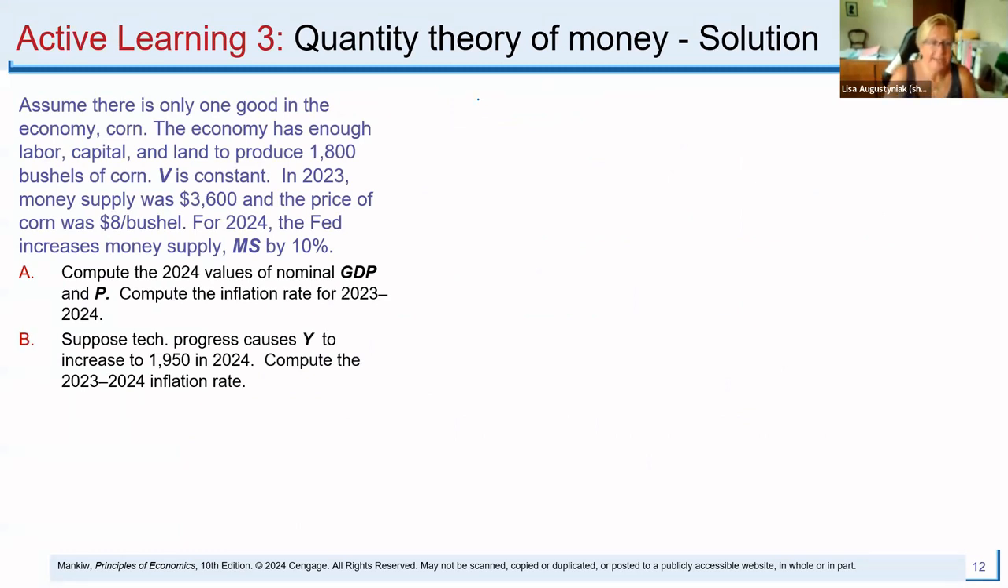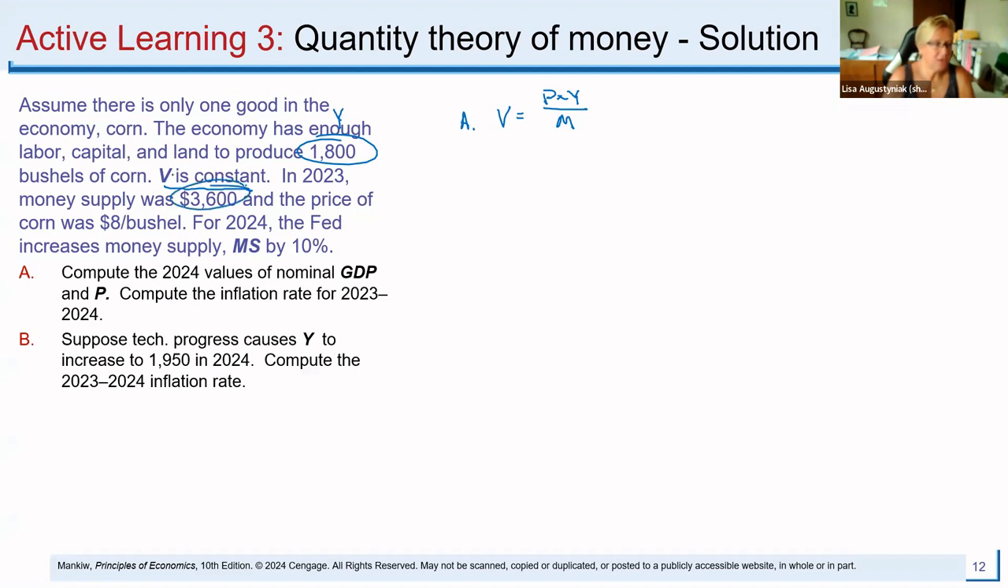Okay, so portion A. I think the easiest thing to do first is to calculate velocity. Velocity is not going to change for the two problems, hence the reason they're saying velocity is constant. Velocity is equal to nominal GDP, or the price times real GDP, divided by the money supply. So from that, here is GDP.